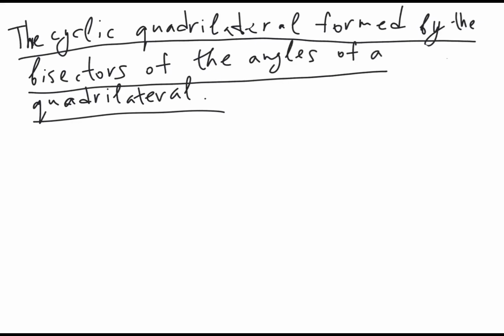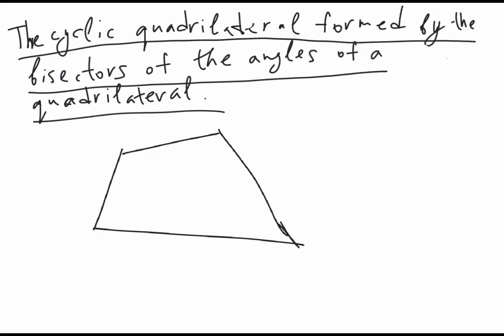Okay, in this video I'm going to talk about the cyclic quadrilateral formed by the bisectors of the angles of a quadrilateral, like of an arbitrary quadrilateral. So basically, here is the setting that we have. We have an arbitrary quadrilateral, and we consider the bisectors of all of its angles.